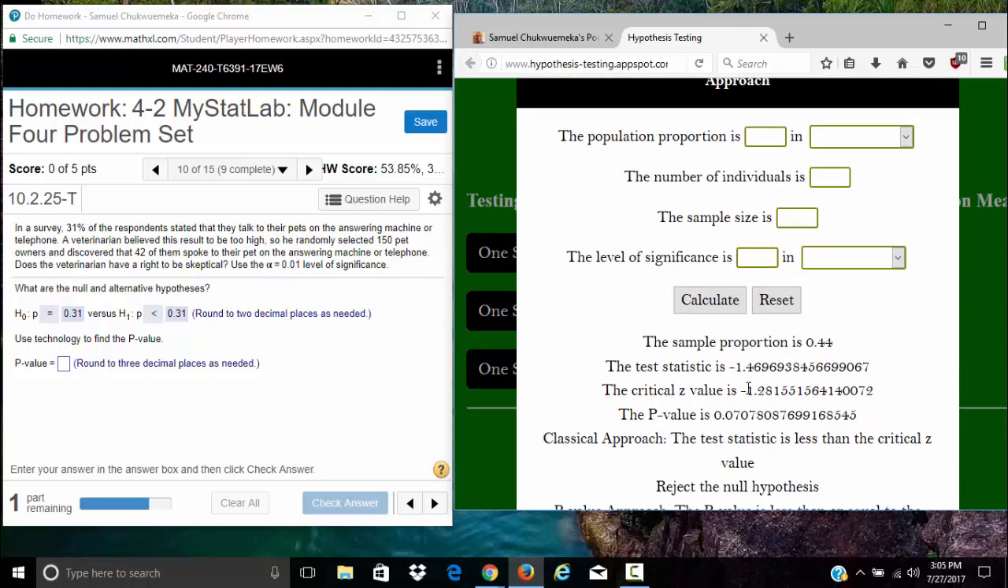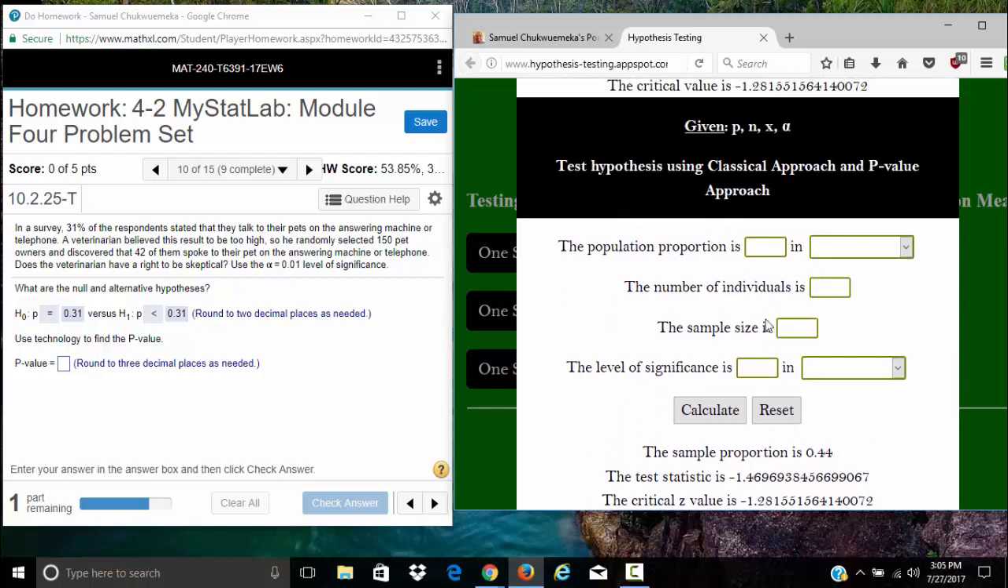You see, this is still doing the, that's fine. Just type in your values, it will change. Population proportion is 0.31, and that is in decimal. You can use 31, but you have to put percent. Number of individuals is 42. Sample size is 150. Significance level is 0.01, 1%. But put decimal. You can also put 1 and put percent.